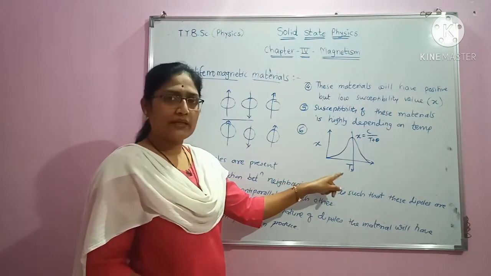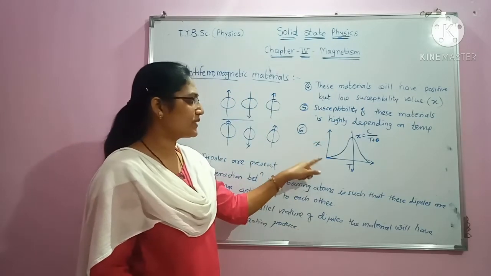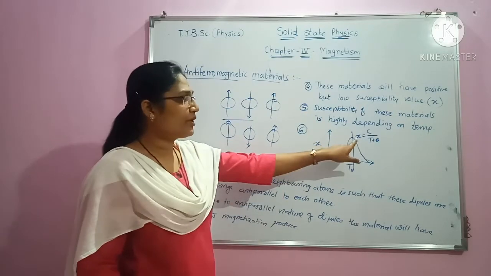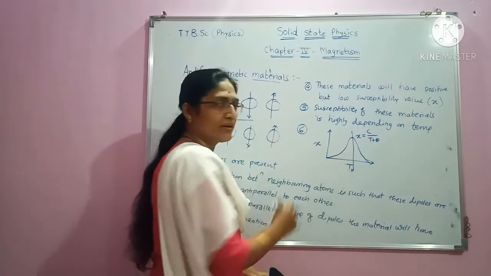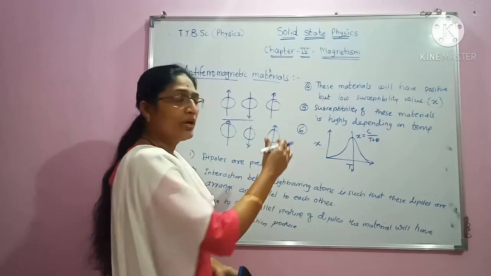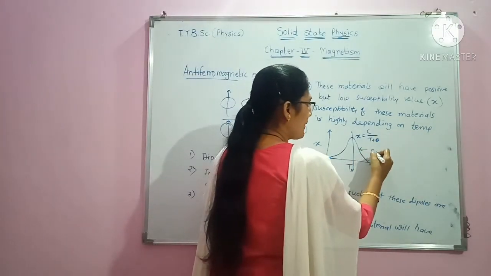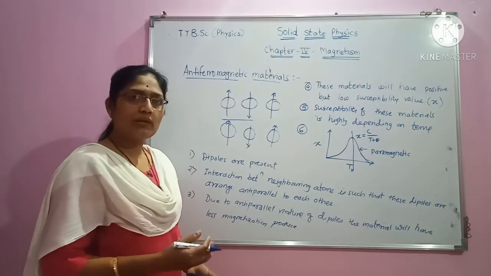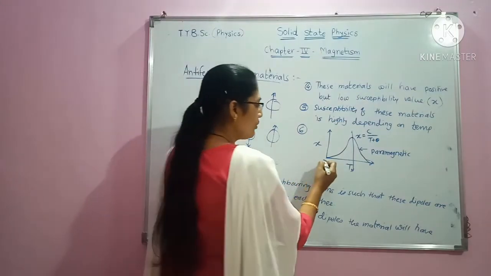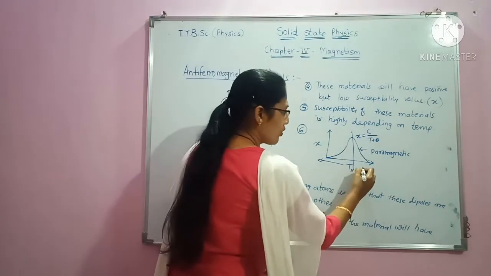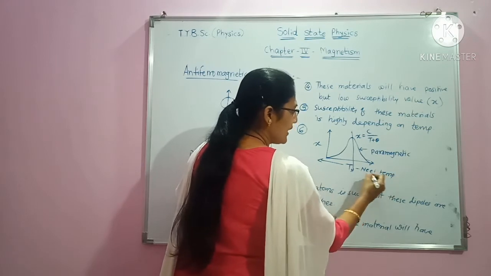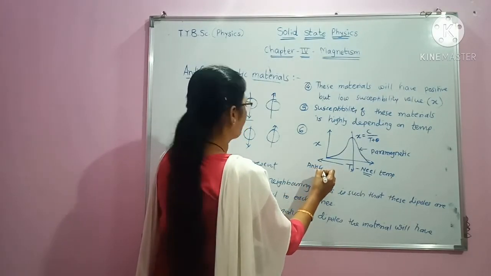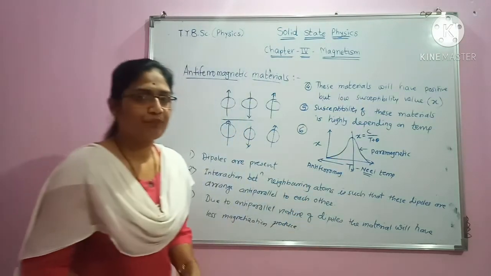It means that as we go on increasing the temperature of antiferromagnetic materials, the susceptibility value goes on increasing. It becomes highest at the Neel temperature, and above the Neel temperature the susceptibility value will start to decrease as shown in the figure, and the material becomes paramagnetic. Above the Neel temperature the material will be in paramagnetic form, and below the Neel temperature, N-E-E-L, which is the name of a scientist, the material will have antiferromagnetic nature.